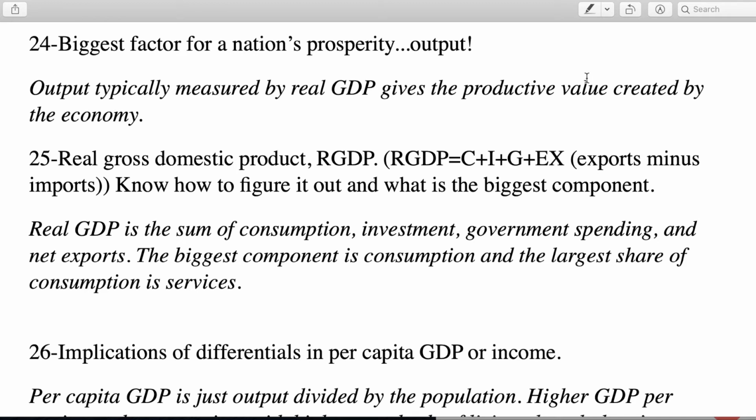The biggest factor for a nation's prosperity is its output. We measure the economic value created through GDP. Right? Output's typically measured by real GDP. This gives the productive value created by the economy in a given time period. Real GDP is the market value of all final goods and services produced within the domestic economy within a specific time period, typically 1 year.